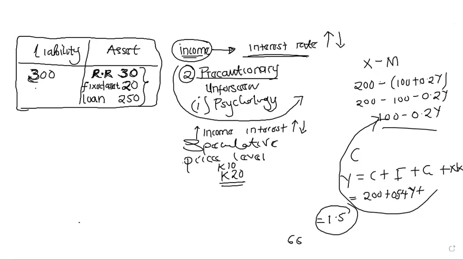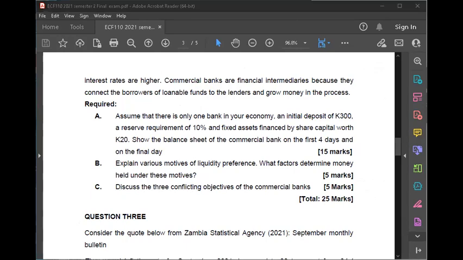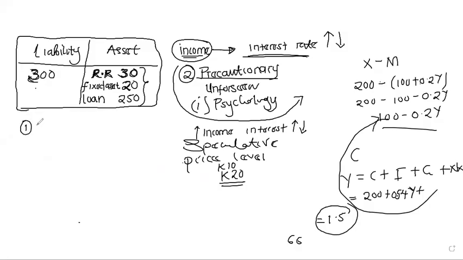Okay, so those are some of the reasons for why people hold money. All right. And then we have this question that is here. What are the three conflicting objectives of a commercial bank? Now, the three conflicting objectives. The bank has, the first objective for the bank is to make profit.